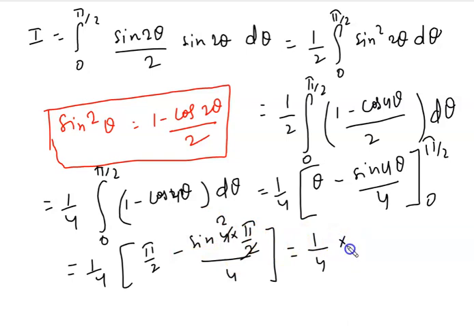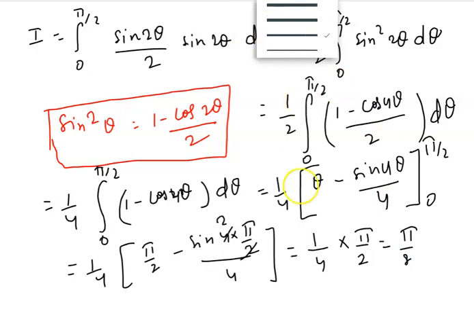So we can write 1 by 2 into pi by 2, and after multiplying we get the answer pi by 8. So pi by 8 will be the correct answer for this question.